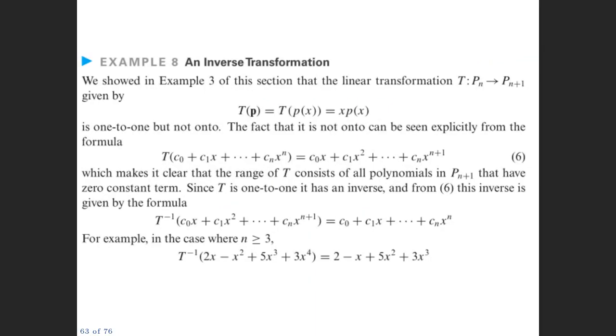For example, the linear transformation that we've been looking at before, T from Pn to Pn plus 1, which takes a polynomial P and multiplies it by x. We've seen that this is one-to-one, but not onto. Because it's one-to-one, it has an inverse. And then from this inverse, we can write down its formula.